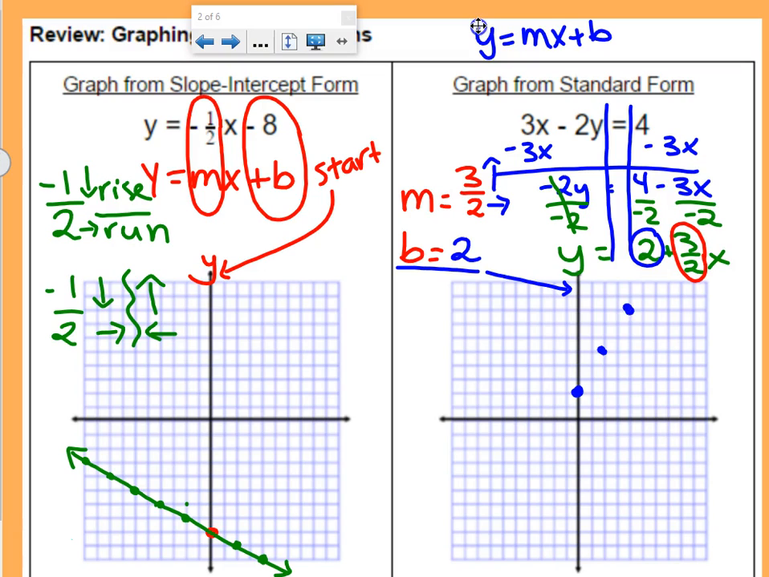Now again, if we want more points on our graph, we can flip that around. Instead of going up 3, right 2, we can go down 3, left 2. Down 3, left 2, and keep repeating. Now we have many points on our graph, so we get that nice, straight, complete graph.